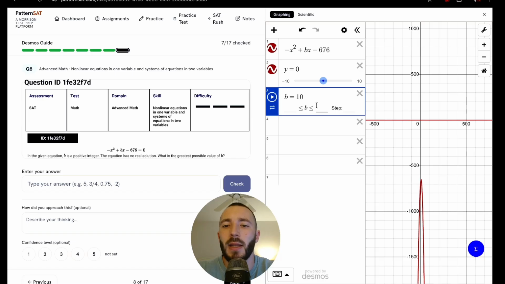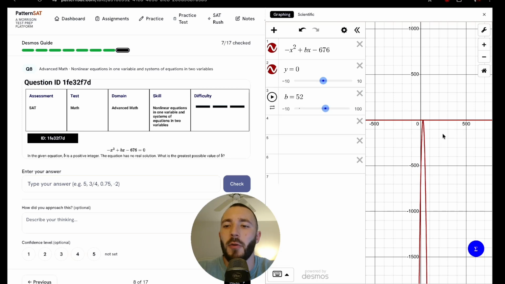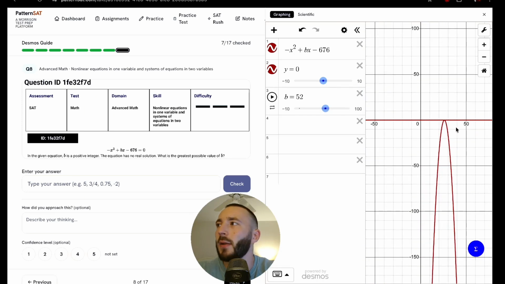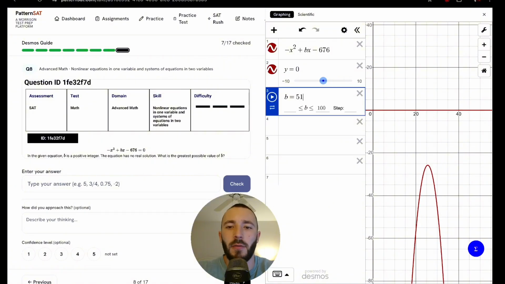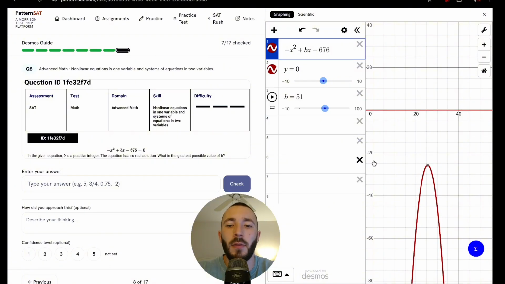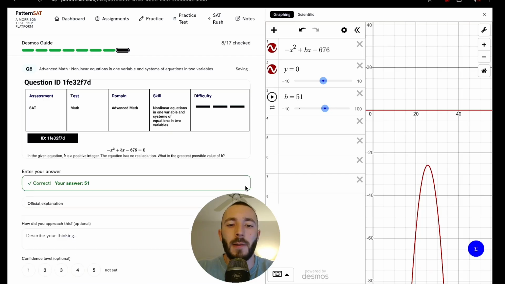Now, I want to make it even further to the right, so I'm going to make the upper bound 100. And I'm just going to keep dragging. Oh, now I'm crossing it. So now I need to zoom in and get a little more precise. I'm at b equals 52 right now, and it looks like it's touching right here. So let's go back to 51, and here I'm good. So that's the highest integer. Notice integer means that it's a whole number. So b is going to be equal to 51.